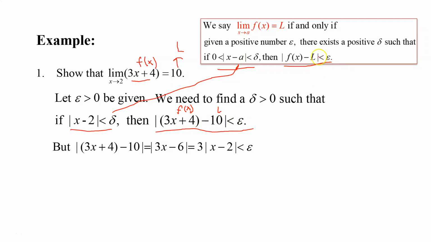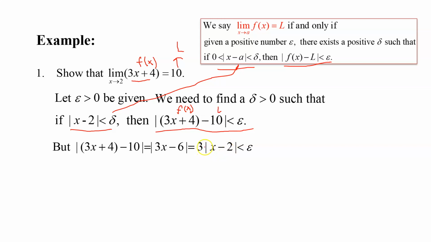I just follow back the definition given. But the modulus |3x plus 4 minus 10|, when I solve for this, I get 3x minus 6. When you expand this, you need to open the bracket and solve it. Then from here, I just factorize the 3. So I take out the 3, put it outside, and the remaining will be x minus 2.